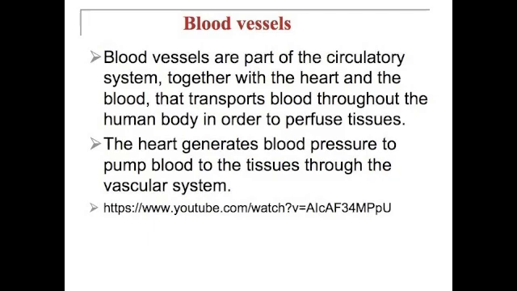Blood vessels are a part of the circulatory system, and in conjunction with the heart and the blood, they help to transport blood throughout the human body in order to perfuse tissues. The heart generates blood pressure to pump blood through the tissues through the vascular system.